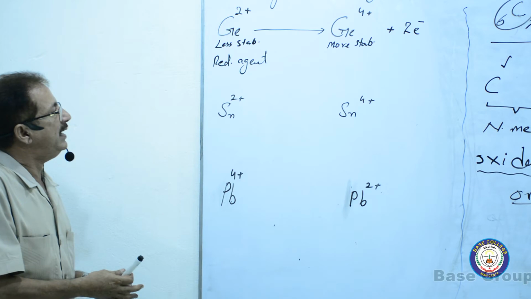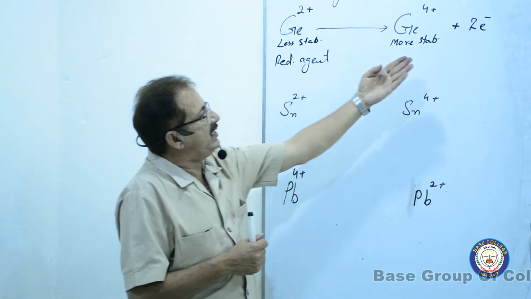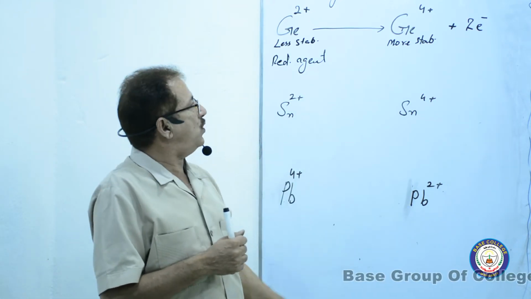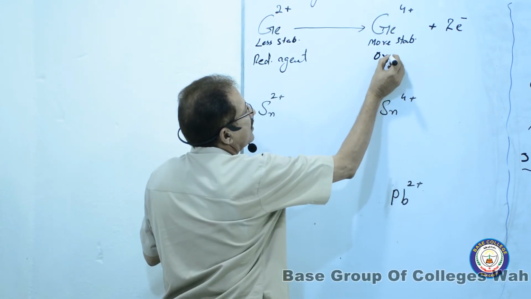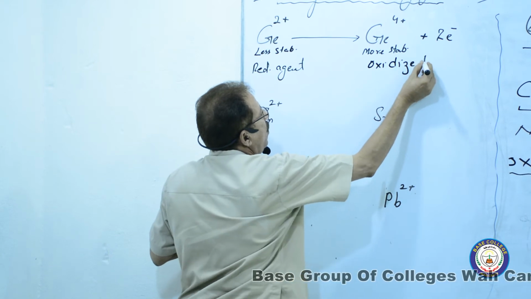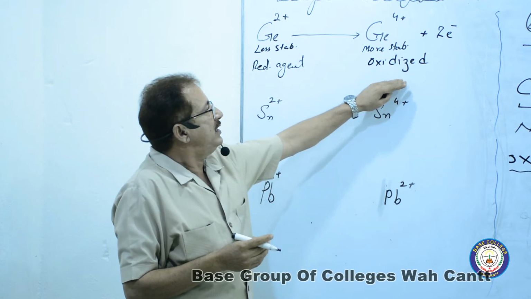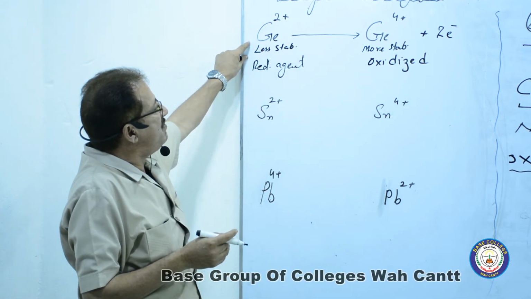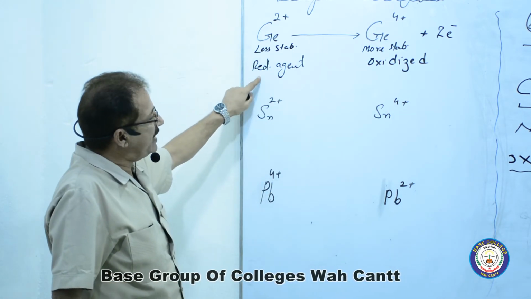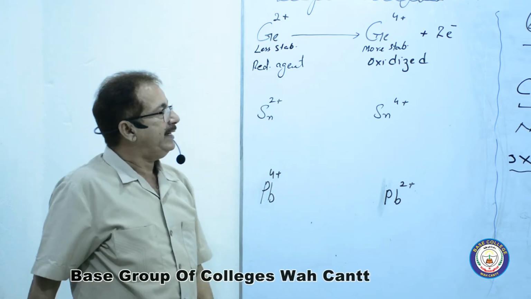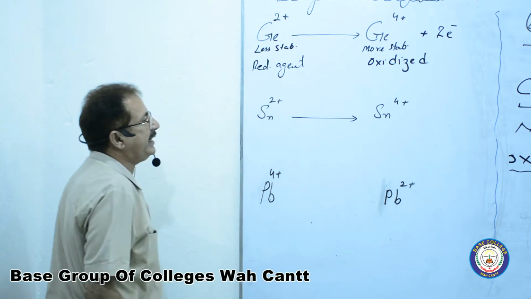So germanium is less stable. It releases 2 electrons, and by the loss of 2 electrons it becomes oxidized. Reducing agent is always oxidized. So less stable germanium has been changed into more stable. This one is a reducing agent, and each reducing agent is oxidized itself. Same is the case here.